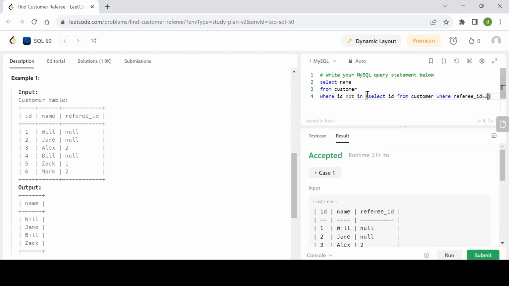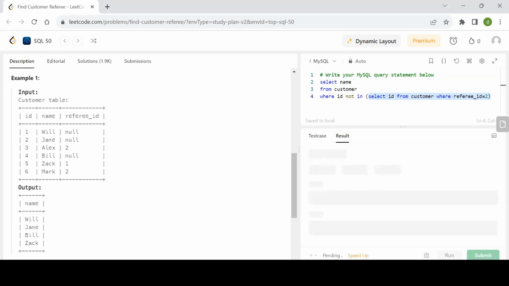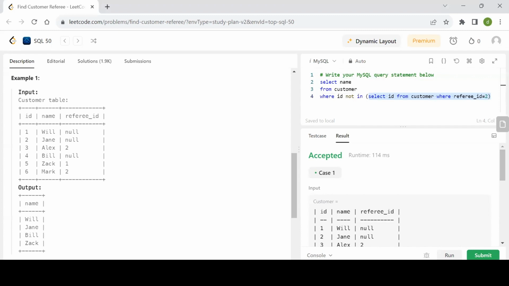So the subquery part will give me the ID of every customer where the referee ID was 2. My subquery will yield me the IDs of Alex and Mark. And I will exclude those from my main query. So let's run this. Even this case got accepted.